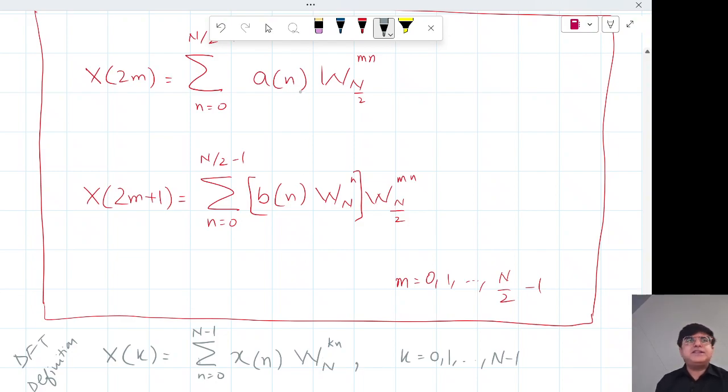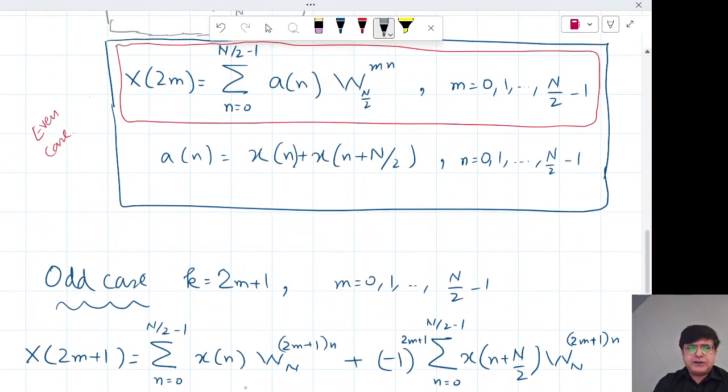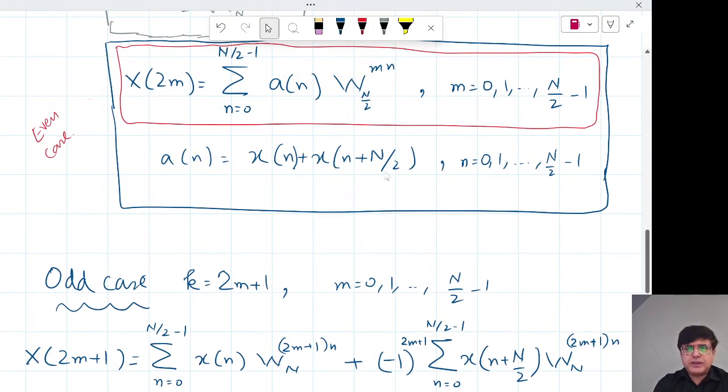You have the sequence A of n. How do you define the sequence A of n? You define it with this relationship, x of n plus x of n plus N over 2. So, basically you divide the signal into two sections. You take this half, you just sum them, the corresponding entries.